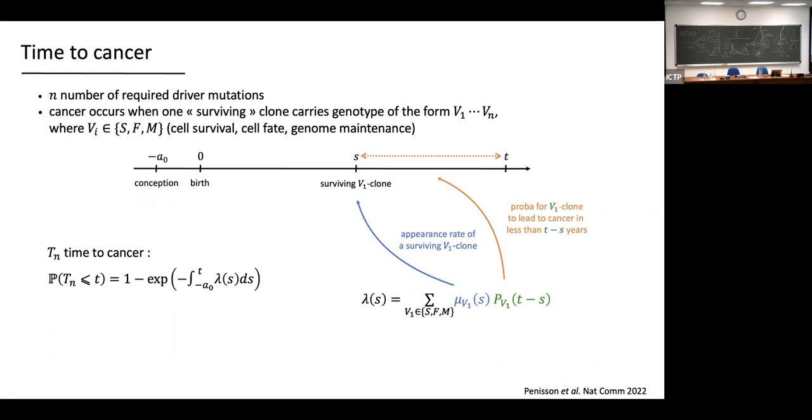Well, how much time do you have left? If you want to look at the probability to get cancer by time t, and the surviving clone appears at time s, you have t minus s as the time left for this clone to become cancer, to acquire all the required ingredients to get to cancer. So that's expressed by this part of the formula, right? And now you consider the summation over all the possible clones, that's why you have a sum over all the V1s, where the requirement is that these clones are created by mutations that are either S, F, or M type. Okay. So it's actually pretty simple, I would say.